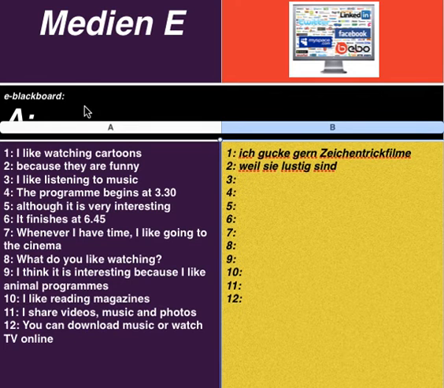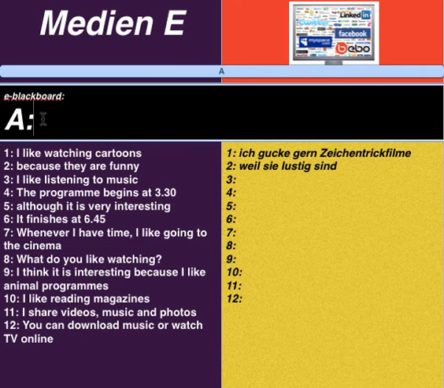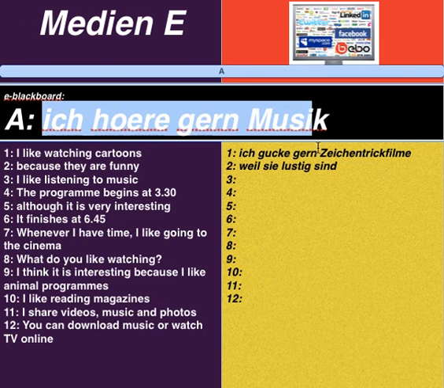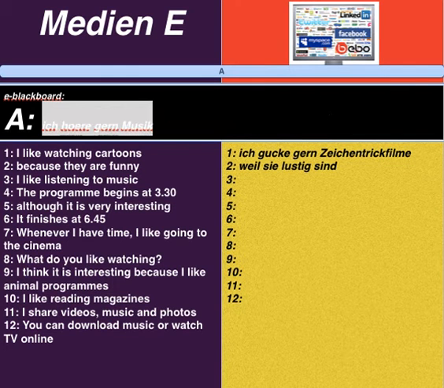Number three, I like listening to music. So, I listen, I hear is ich höre. Now, instead of using an umlaut, I'm going to put the E in its place, which you can do, mainly because I haven't got German language set up on this yet. So, ich hoere gern, and then music is Musik. Okay, let's see if it works this time. Right, so I highlight it, and you've guessed it, I then take it down to 12, like so.